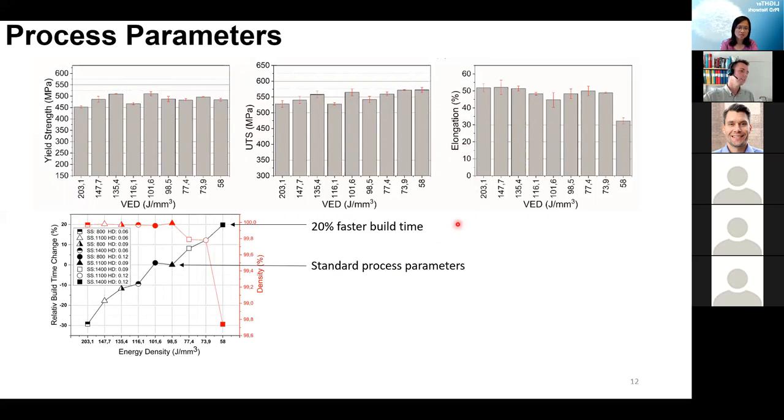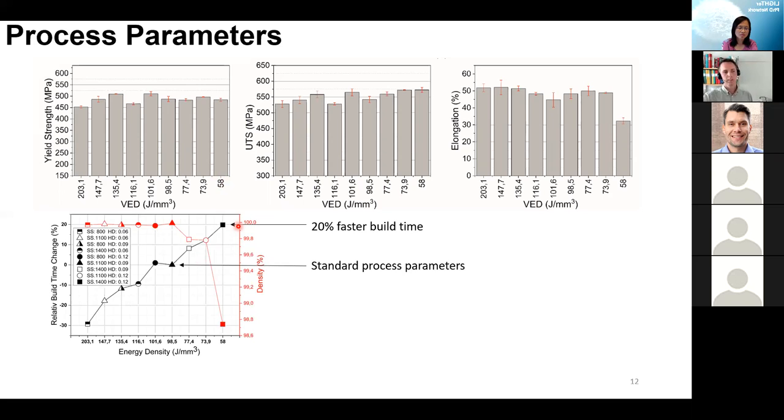But come back to productivity then. If this is the standard process parameters, which is in this region here, we have an increased build speed by 20% by using the energy density of 58 instead. So just by adjusting scan speed and hatch distance, we can actually achieve a 20% faster build speed, which can save quite a lot of money.